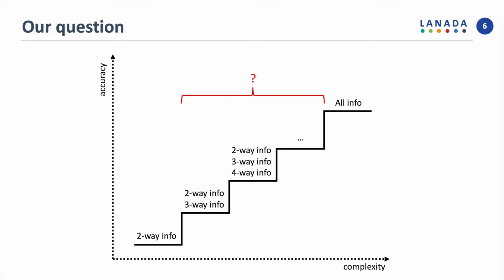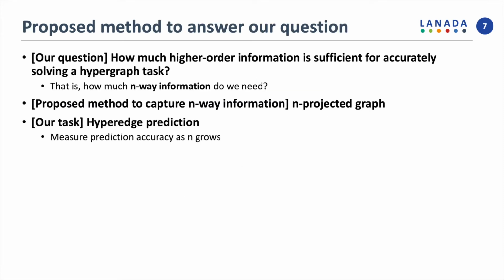And if we can know how much accuracy we gain by using more higher order information, this may be a useful engineering guideline for hypergraph tasks. So we would like to know how much n-way information we need for accurately solving a hypergraph task. And to answer this question, we need to devise a method to capture n-way information. And in our case, it is the proposed n-projected graph. We choose Hyperedge prediction as our task, and we measure prediction accuracy as n grows.